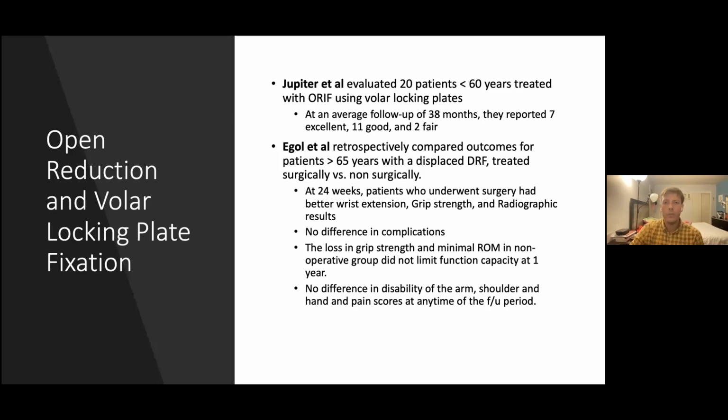And then Eagle et al. found that in comparing outcomes for patients greater than 65 treated surgically versus non-surgically, surgical patients tended to do better radiographically, and they did have better wrist extension, grip strength, and radiographic results. No difference in complications. However, at 1 year, the loss in grip strength and minimal range of motion loss did not limit functional capacity. In the DASH score, which is the disability of the arm, shoulder, and hand, and pain scores, there was no difference between surgical and non-surgical at any time throughout the follow-up period.